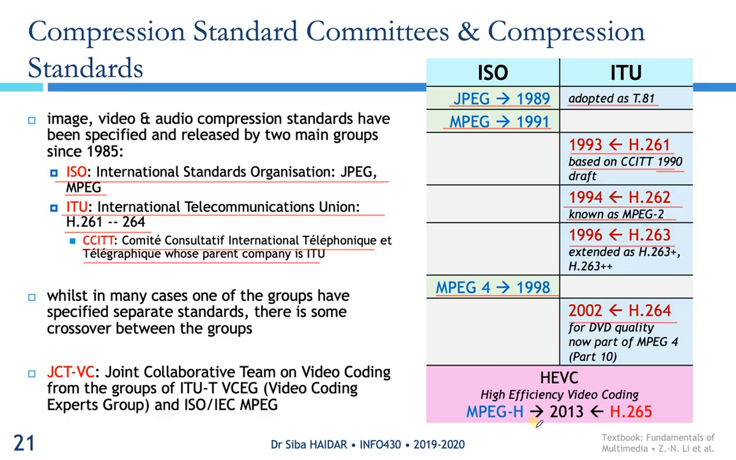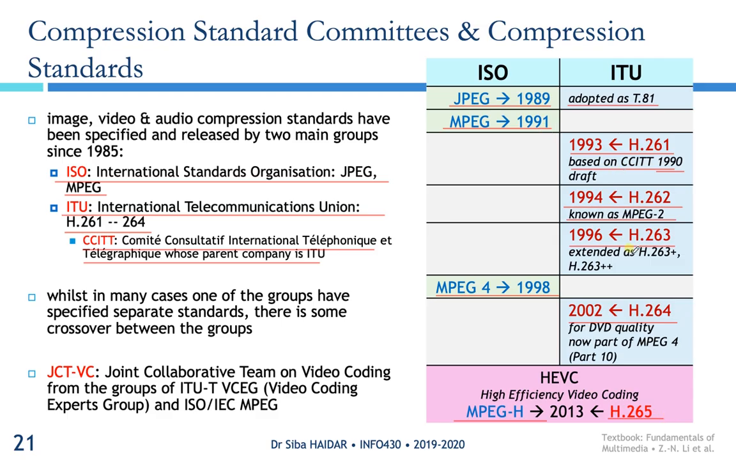And finally, in 2013, they said we will join our efforts, and they had this final product, which is called MPEG-H in ISO, and in ITU they call it H.265. So let us see these standards.